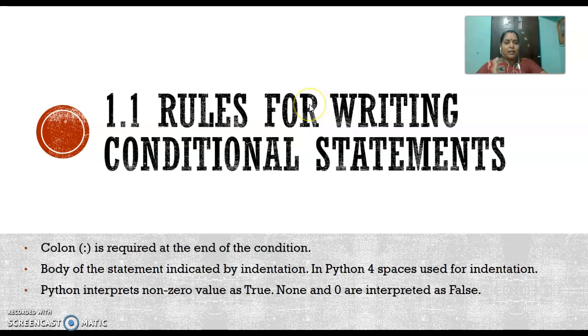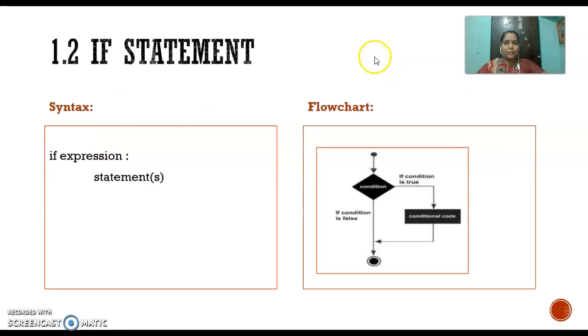Then, rules for writing conditional statements. The first rule is that a colon is required at the end of a condition. Second, the body of the statement is indicated by indentation. In Python, 4 spaces are used for indentation. Python interprets non-zero values, that is positive values, as true, and None and zero are interpreted as false.